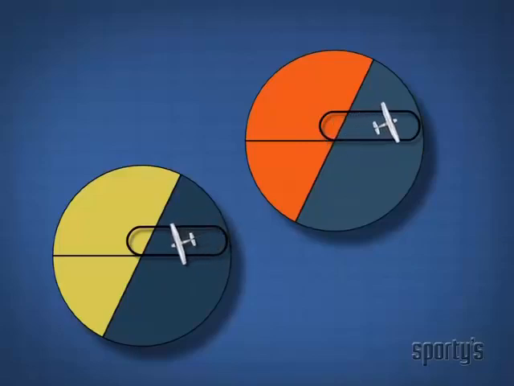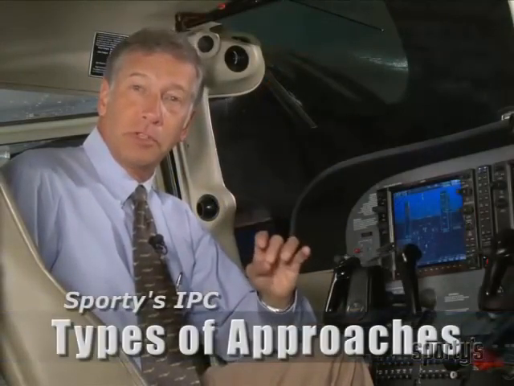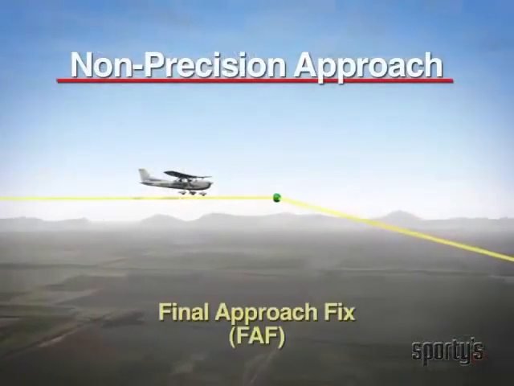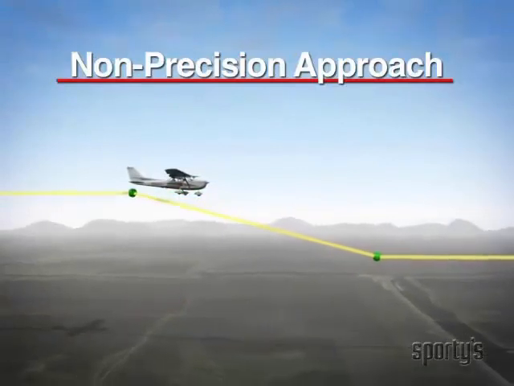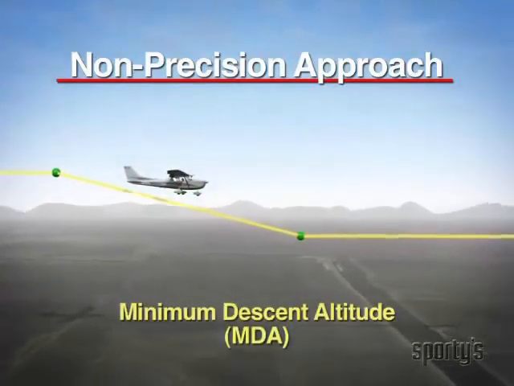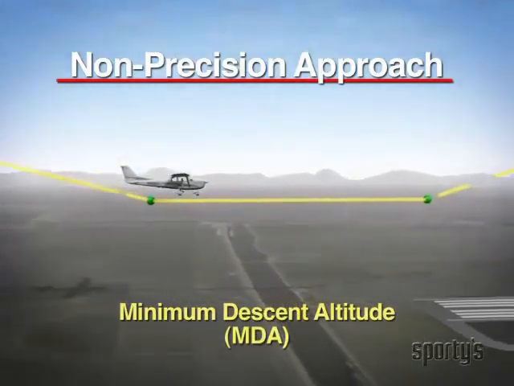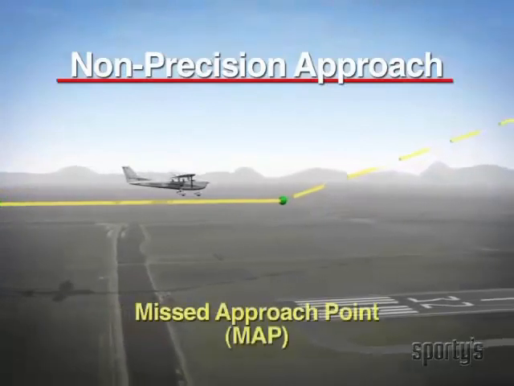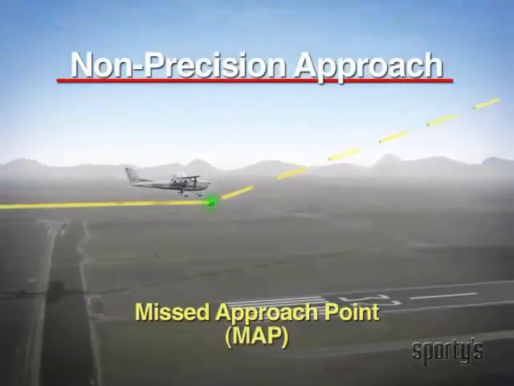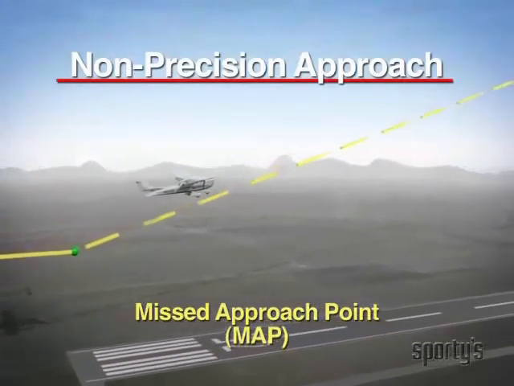minimize mental math. Instrument approaches are divided into precision, non-precision, and approaches with vertical guidance. A non-precision approach is a clearance to descend at a fix to an MSL altitude called a minimum descent altitude, or MDA. The airplane is then flown in level flight at the MDA with the pilot hunting for the airport. If the airport or runway is not in sight at a certain time or point, the hunting license expires. The missed approach comes next.